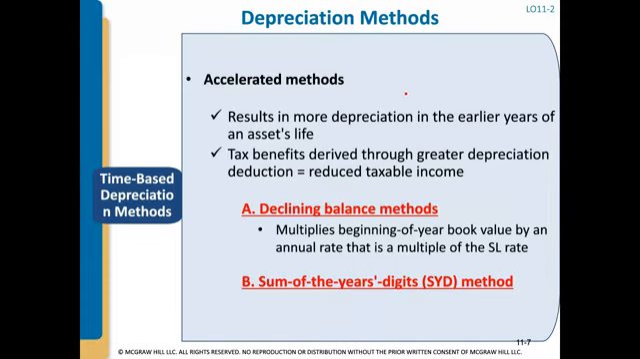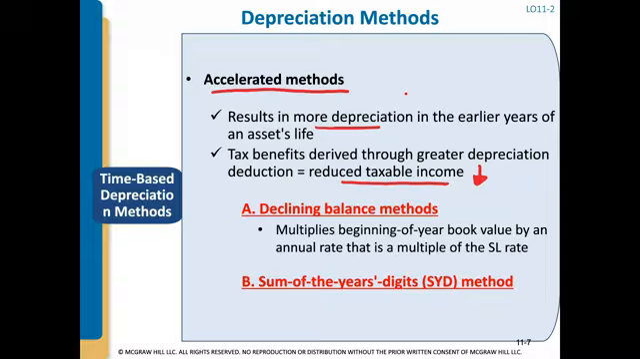The second and third time-based depreciation methods are considered to be accelerated methods. What that means is that they result in more depreciation in the earlier years of an asset's life. And because you have more depreciation, more expenses in the earlier years, it's a greater tax benefit because in the earlier years, your taxable income is reduced, which means the tax that you owe on that income is reduced.